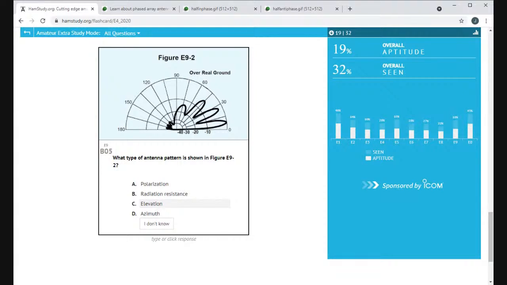What type of antenna pattern is shown in figure E9-2? A. Polarization. B. Radiation resistance. C. Elevation. D. Azimuth. And this is over real ground, and the degrees are the degrees of elevation, so I'm going with C, elevation.